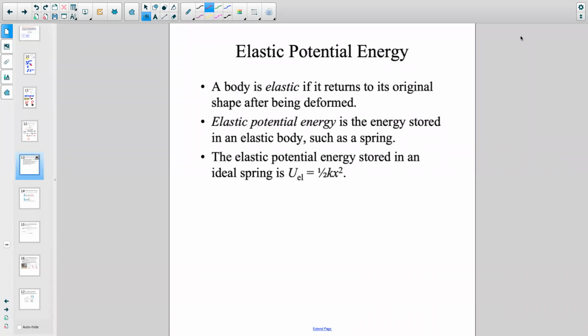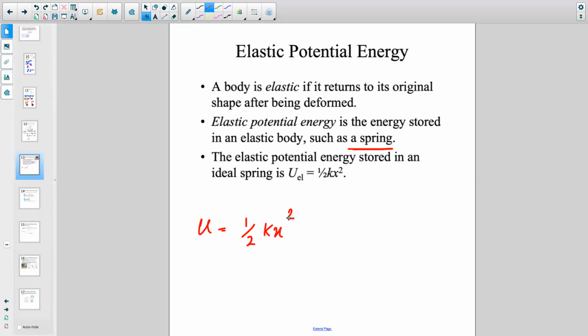Okay, part 2 of chapter 8, elastic potential energy. A body is elastic if it returns to its original shape after being deformed. Elastic potential energy is the energy stored in an elastic body, like in a spring. The elastic potential energy stored in an ideal spring is half k x squared, and this is the amount of it.